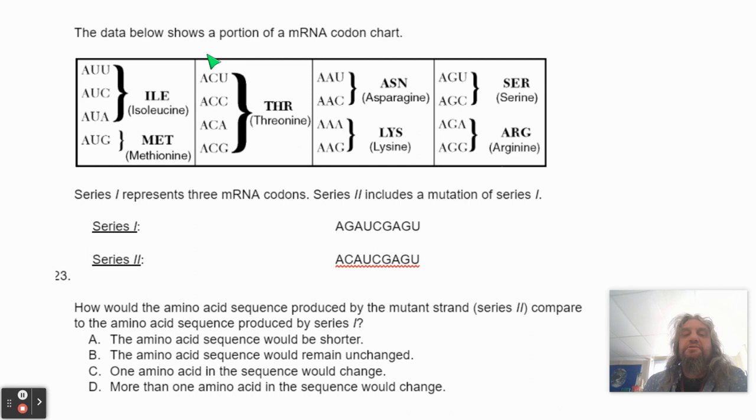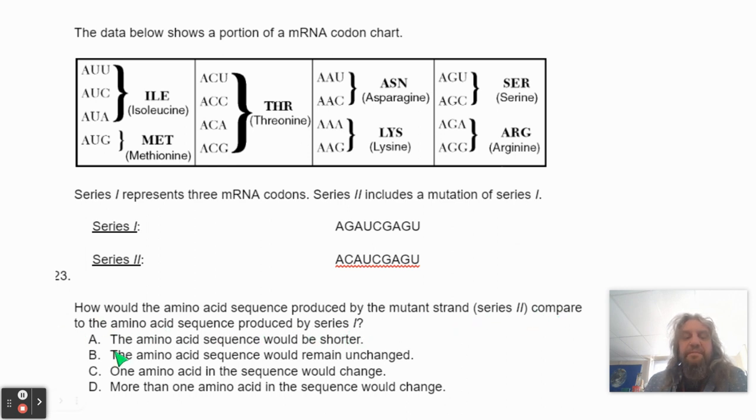The data below shows a portion of the RNA codon chart. Series 1 represents 3 mRNA codons. Series 2 indicates a mutation of Series 1. So Series 1 is AGA-UCG-AGU. Series 2 is ACA-UCG-AGU. How would the amino acid sequence produced by the mutant strand, Series 2, compare to the amino acid sequence of Series 1?